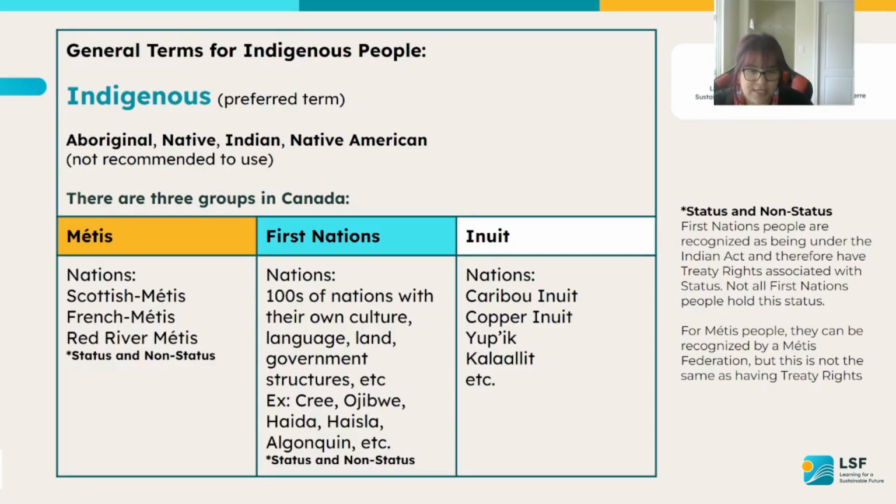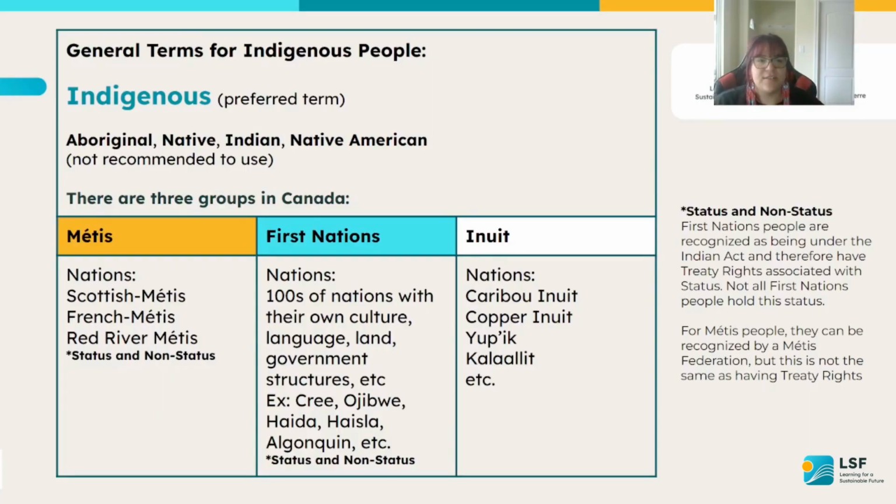So same thing with First Nations groups. There are actually hundreds of First Nations with their own cultures and languages, government structures, etc. And they also can be considered non-status or status. And then for the Inuit Nation, like I talked about before, you could be considered, for example, Caribou Inuit, Copper Inuit, Yupik, etc.